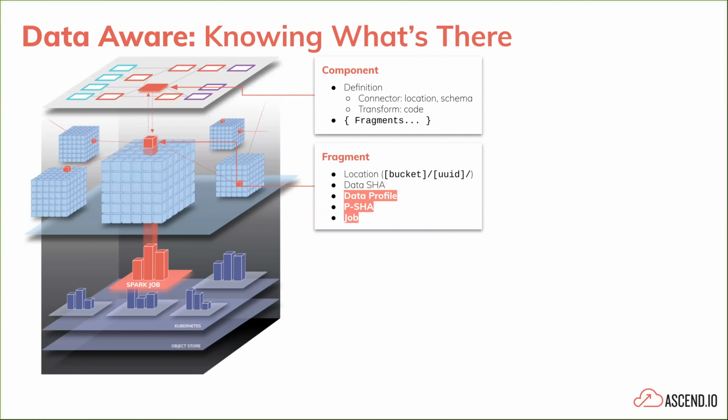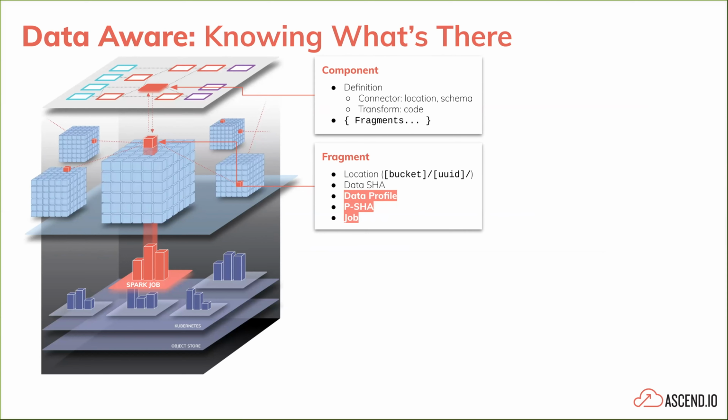Of course, there's the more basic component level understanding of what's in the system. The component might be a certain code to transform. It might be a connector to go get data from a certain warehouse or a certain blob store. And then under those components, you get to the fragments.